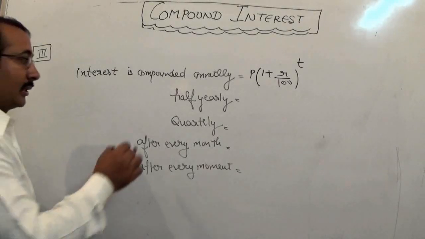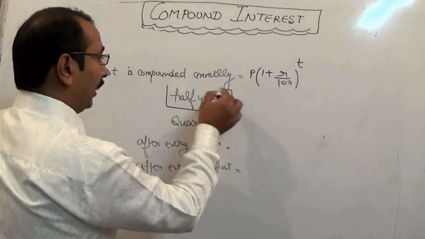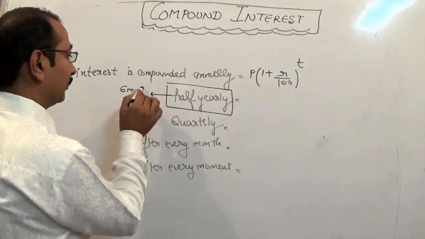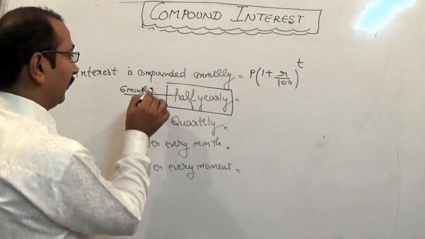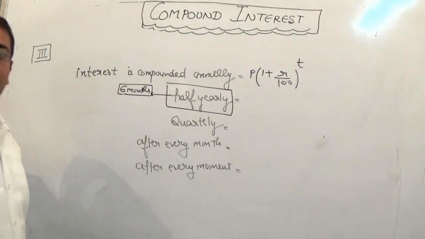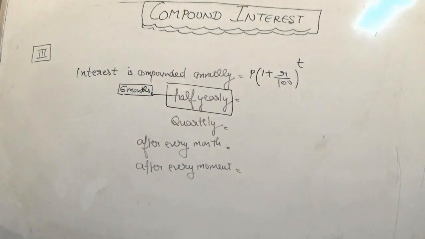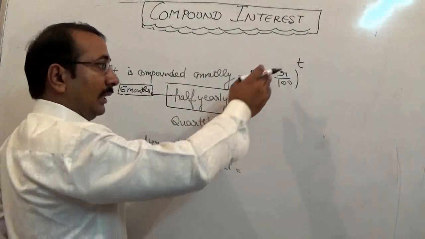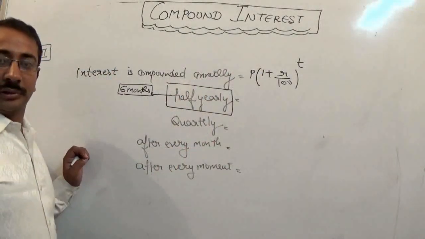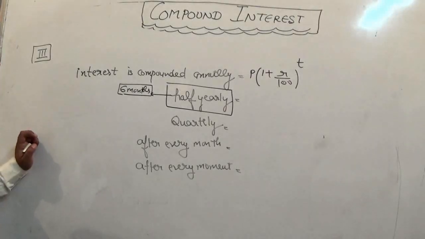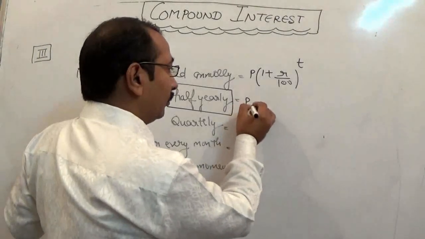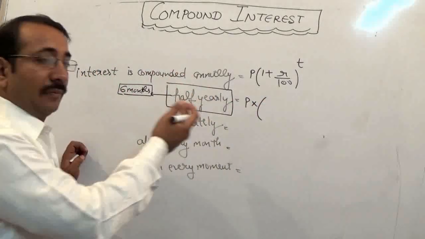When we say interest is compounded half yearly, half yearly means we get interest after every 6 months. What does it mean? It simply means now I get interest for double the number of times, because in 1 year I will get interest 2 times. So what I will do here is make it P into my rate of interest will become that for 6 months.